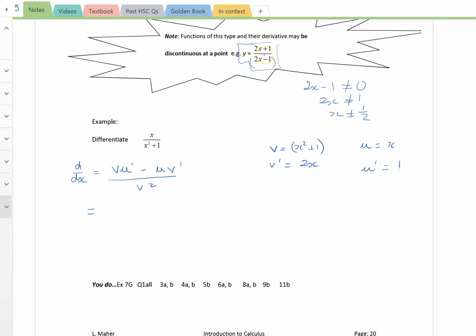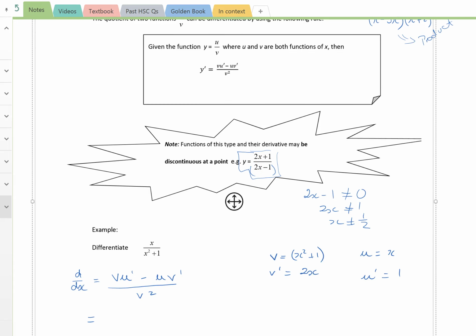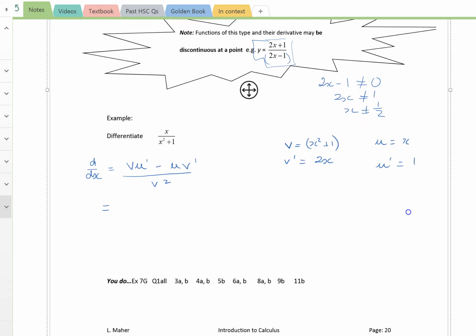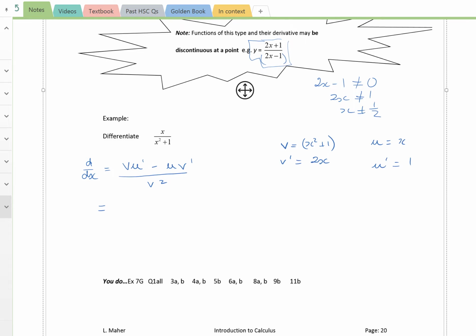This rule here is based on the function being in the form u over v, and the derivative starts with v. So you may see it actually written out with different variables and in a different format to that. However, basically the rule will always be: take the bottom function, multiply it by the derivative of the top function, subtract, and anytime we see the subtraction sign, we really have to be careful.